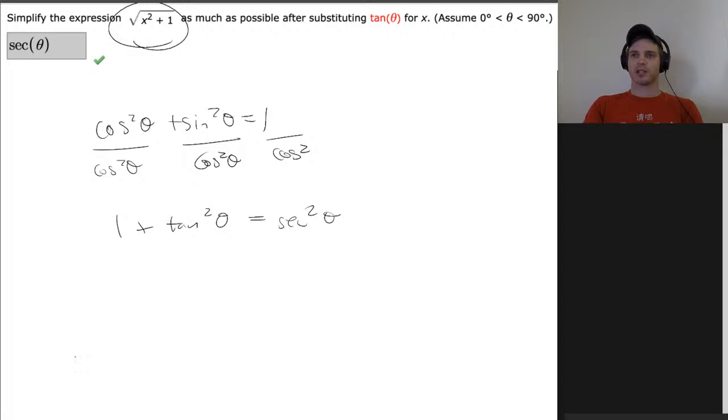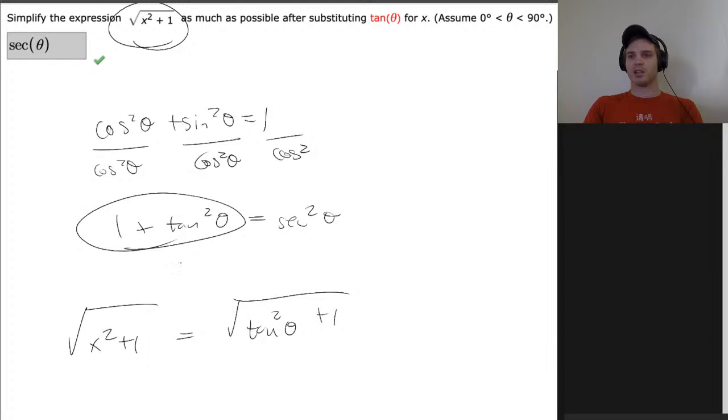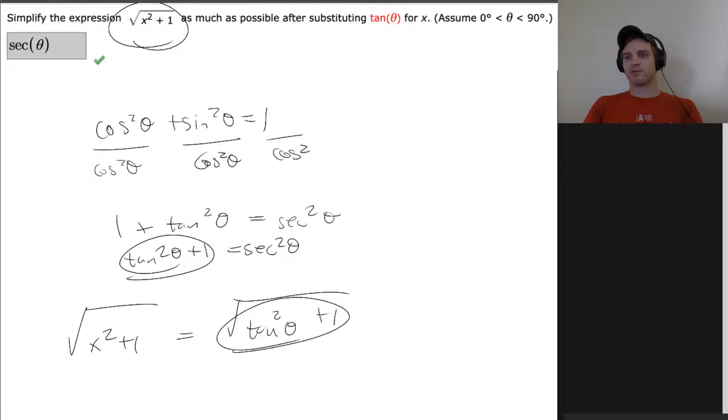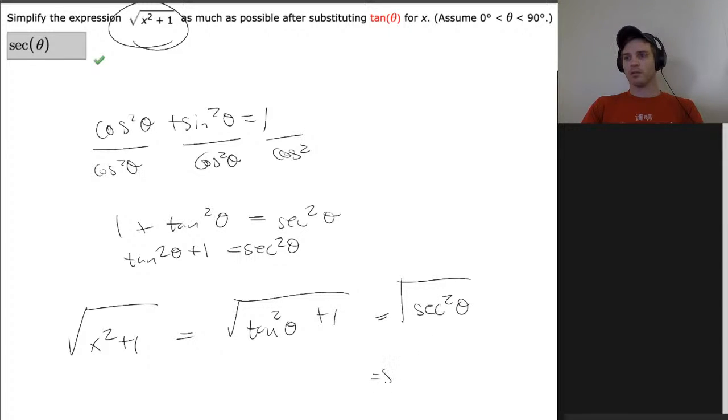So going back to this here, we are taking this square root of x squared plus 1, and we're substituting in tangent theta for x. So this is the square root of tan squared theta plus 1. But you can see here, 1 plus tangent squared theta is actually equal to tan squared theta plus 1. That's just the commutative property. And so I can substitute this in, making this equal to the square root of secant squared of theta, which is just secant theta.